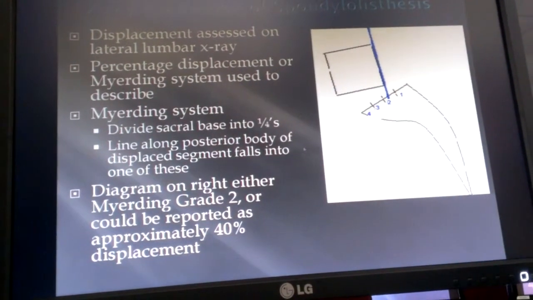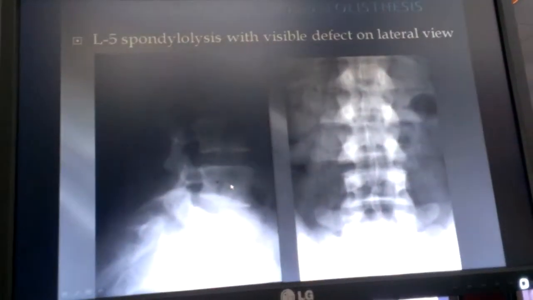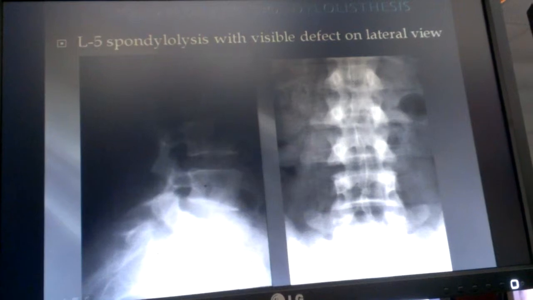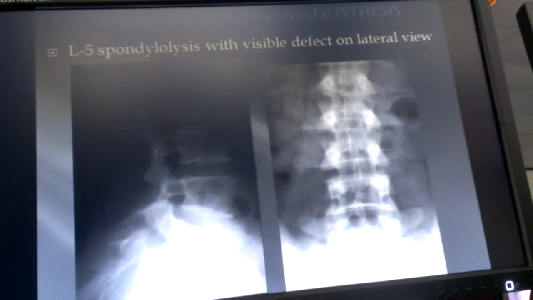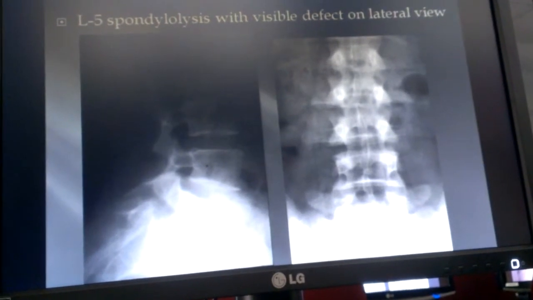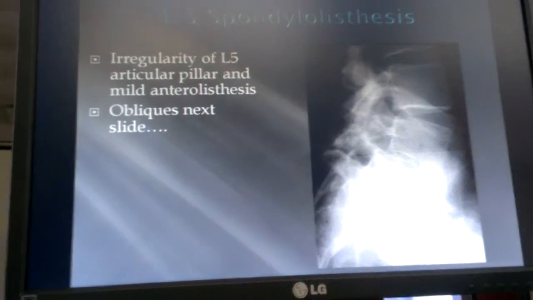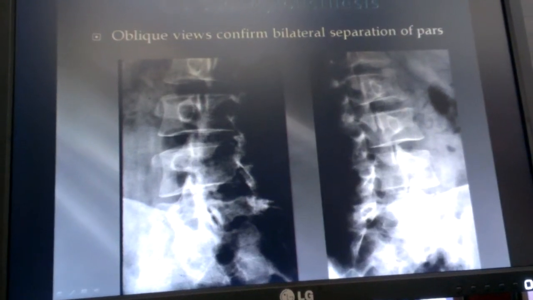Okay, so we already did the Meyerding, we're not going back there again. And you can actually see the Gillan's line, that's another thing we need to remember. Gillan's line is disrupted, obviously, with anterolisthesis or retrolisthesis as well. And then, of course, our pars.